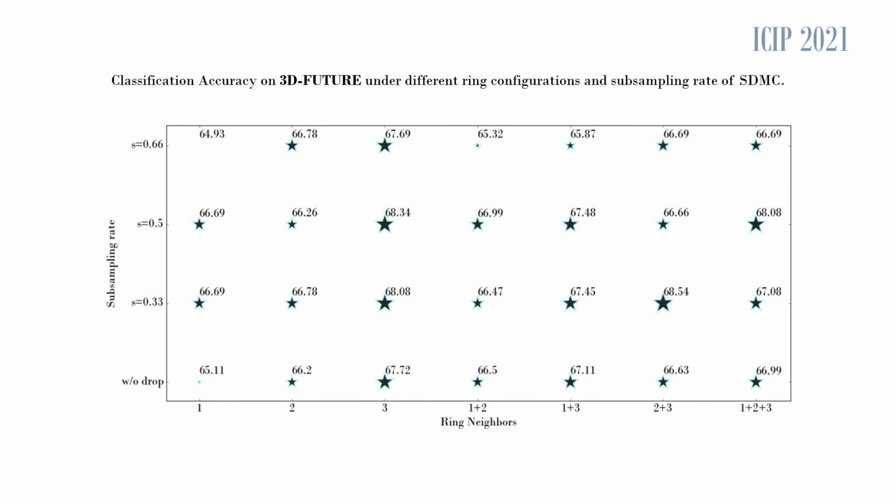A similar phenomenon can be observed on the 3D Future dataset. Again, multi-scale SDMC with a wider receptive field gave the best results. Subsampling was beneficial on both datasets, and a subsampling rate of 0.33 gave the highest classification results.